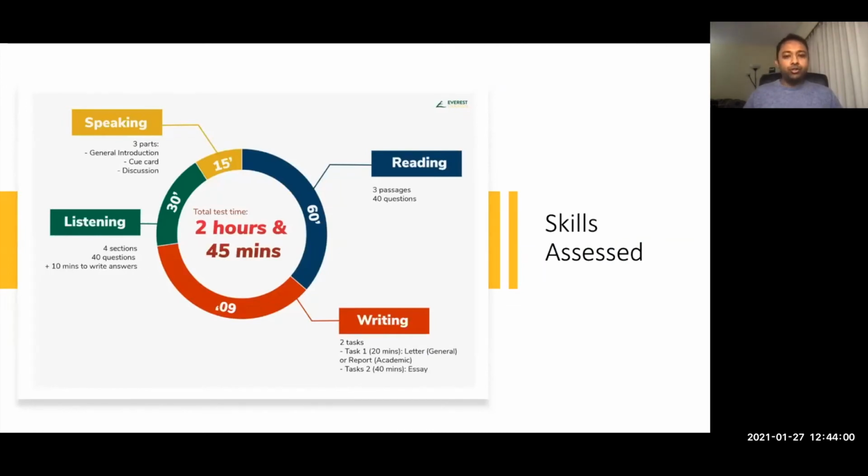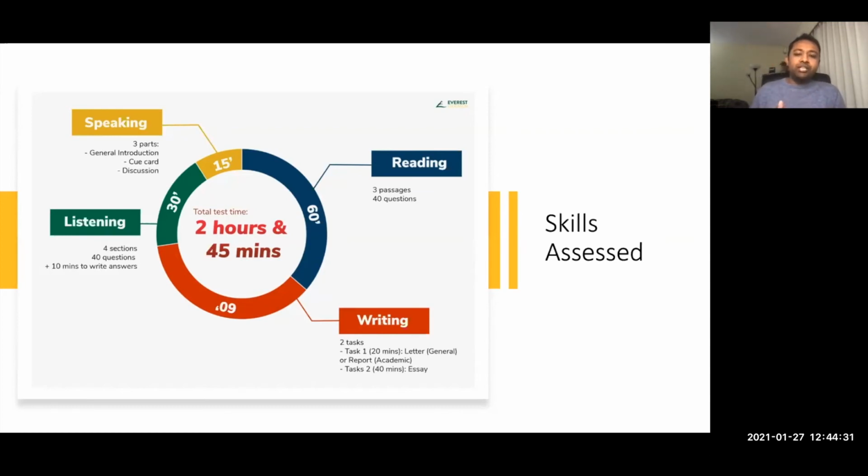What does it do? As we spoke some time back, we have 4 different skills that the IELTS test measures, or any language test measures. Those are listening, reading, writing, and speaking. Now, listening and reading, we call them the receptive skills, because you are receiving information. You're not producing information, like the productive skills, like writing and speaking.